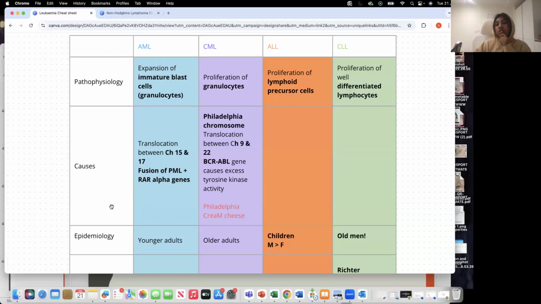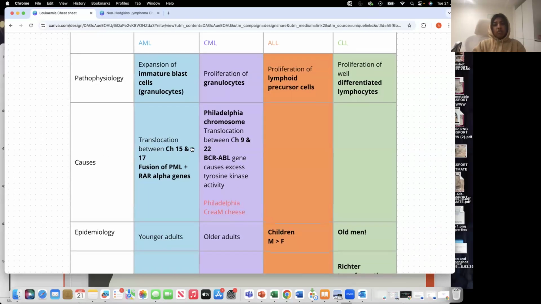CML is the Philadelphia chromosome. The way people remember it is CML, CM is cream cheese, and Philadelphia is a cream cheese brand. So that's one way to remember it. It's the Philadelphia chromosome, which is a translocation between chromosome 9 and 22. You'll also see the BCR-ABL gene, which causes excess tyrosine kinase activity.